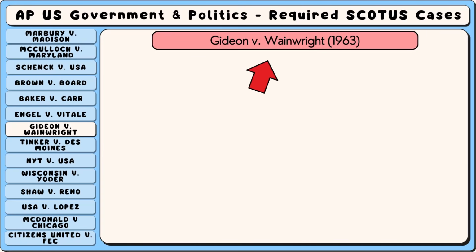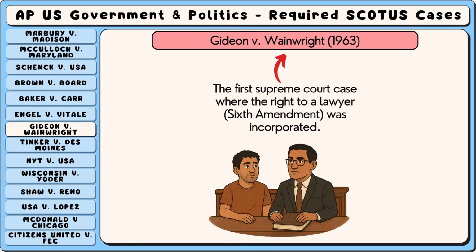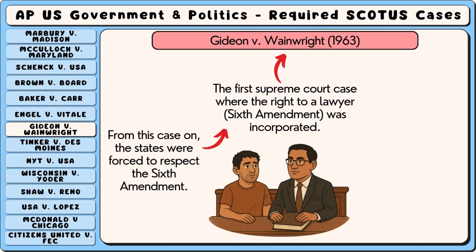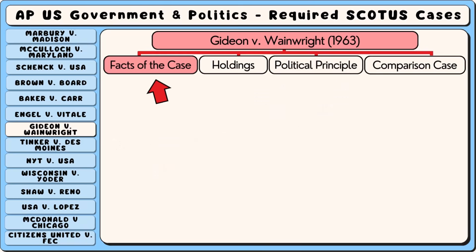So, let's look at how this applies in Gideon versus Wainwright. Essentially, Gideon versus Wainwright was the first Supreme Court case where the right to a lawyer in a criminal case, which is part of the Sixth Amendment, was incorporated. In other words, from this case on, the states were forced to respect the Sixth Amendment and guarantee defendants the right to a lawyer. Let's look at the facts in the case.